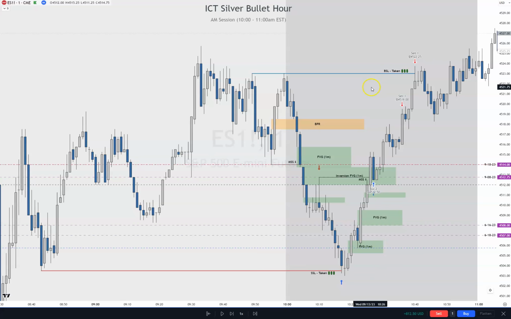We only wanted 8.5, which ended us right here, so we did 1 to 2. We entered our trade, took a partial above the BPR because that was about 60%, and then moved our stop to break even. And then we hit our TP right before it took out liquidity here. And those are your 2 Silver Bullet session trade setups for the AM session for Wednesday, September 13th.